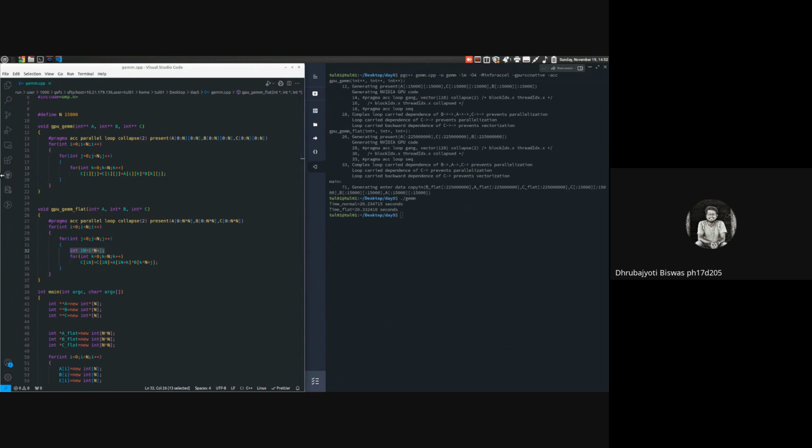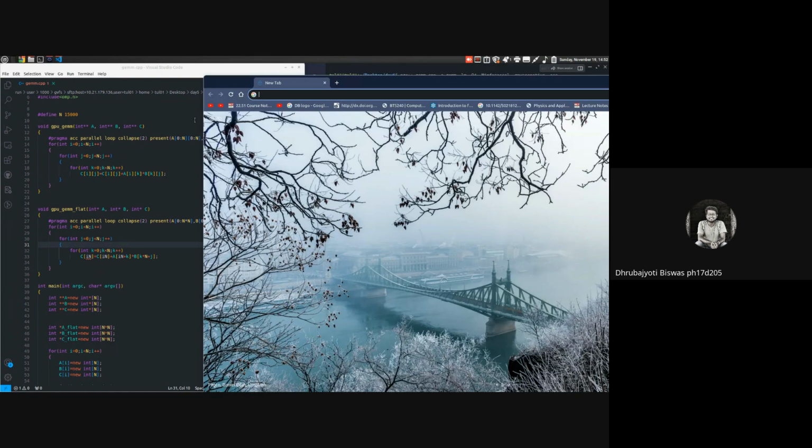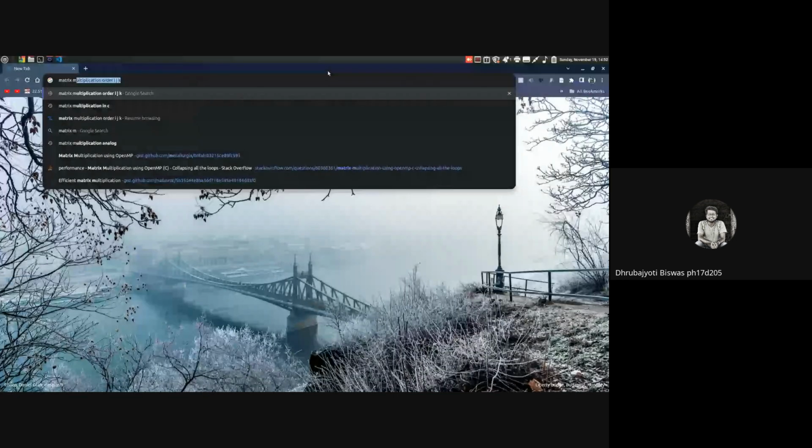I feel in this case of matrix multiplication, at least this way, the way I am showing it to you, this naive way of writing three loops is not the good way to do it at all. Because there are even better ways of doing matrix multiplication. Maybe I can show you one example from the internet. Matrix multiplication.